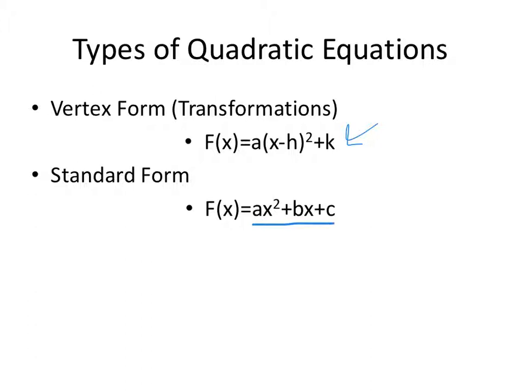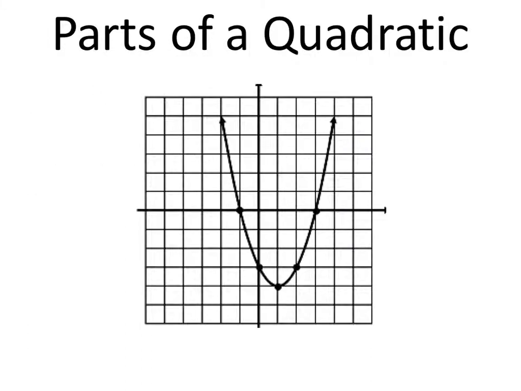The way to tell the difference between the two is vertex form will always have your parentheses inside them. Your standard form will have a term that's squared, a term with just an x and a coefficient, and then your constant term. So before we go on and talk about how to graph, given this equation, we need to talk about different pieces of our quadratic.